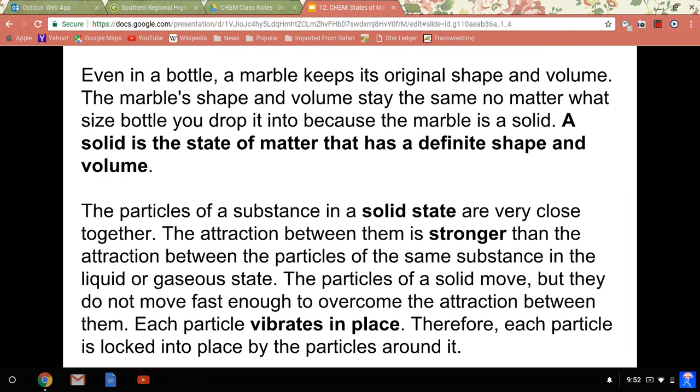All right, so a solid is a state of matter that has definite shape and definite volume. So even if you put a solid into a container, it's going to retain its own shape and not conform to the container that you put it in.